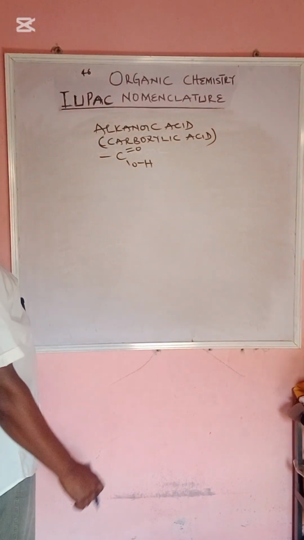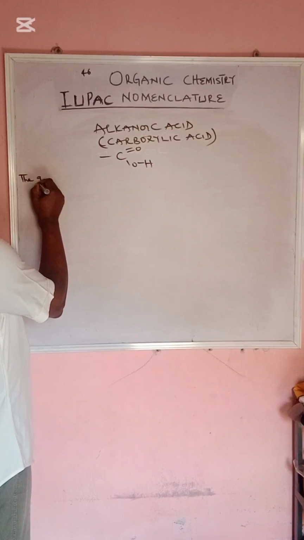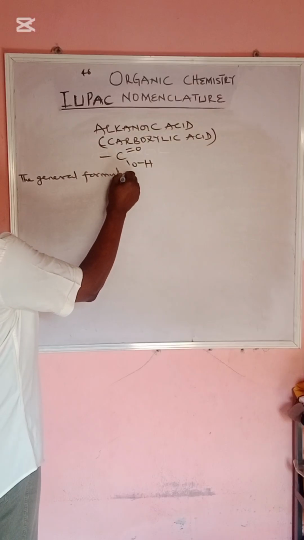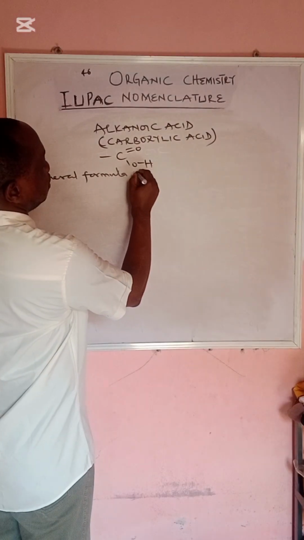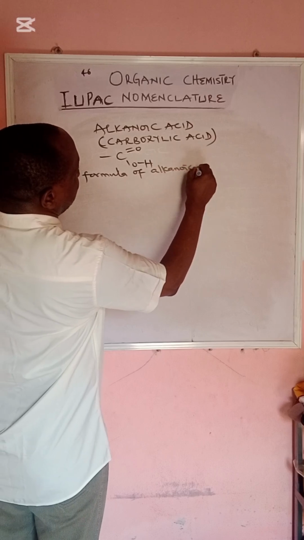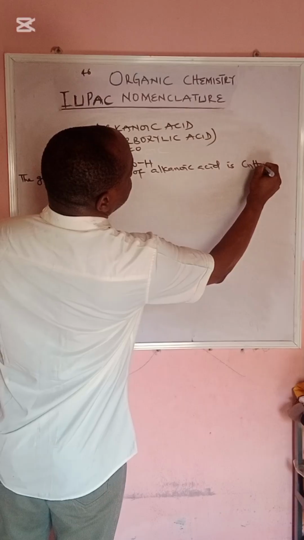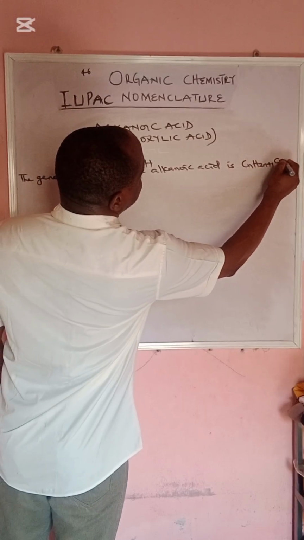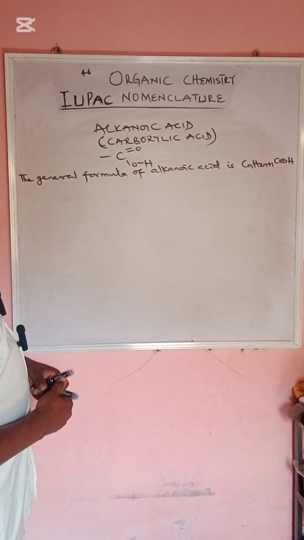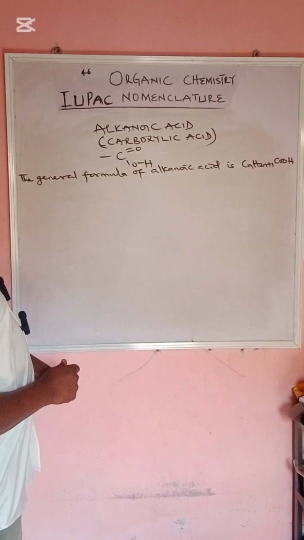COOH. That's the functional group. So the general formula of alkanoic acid is CnH2n+1COOH. Please take note of that. CnH2n+1COOH.